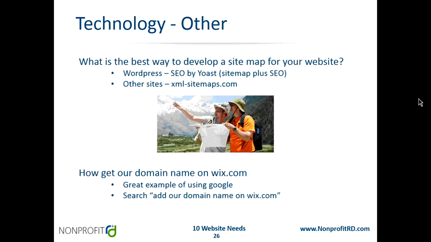More technology questions. One is, what is the best way to develop a sitemap for our website? And if you don't know what a sitemap is, it's a document that humans don't go and look at, but search engines go to look at to find out what is all the content on your website. So Google will send this little robot to your website, and it looks for a sitemap.